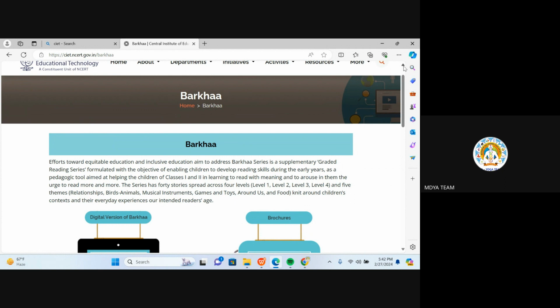Okay, this is the graded reading series where there are four levels: level 1, level 2, level 3, level 4, and there are five themes. These levels depend upon the themes. These are about relationships, how to give education to small children about relationships, about birds and animals, and musical instruments, to tell the difference between musical instruments. So these are the levels that come in Barkha. Okay.